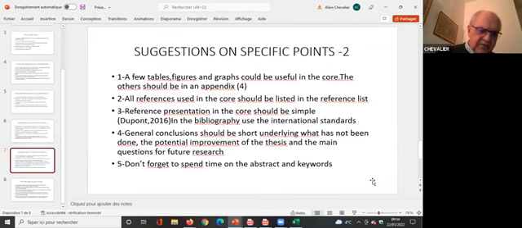Two other points here, point 4 and point 5. The general conclusion is not, again, a summary of the results. They are already in the core. The general conclusion is very simple, limited in length, about 2 pages. And you have 2 parts. The first one is, in fact, the limits of your study, not the limits of the topic, which are in the introduction.